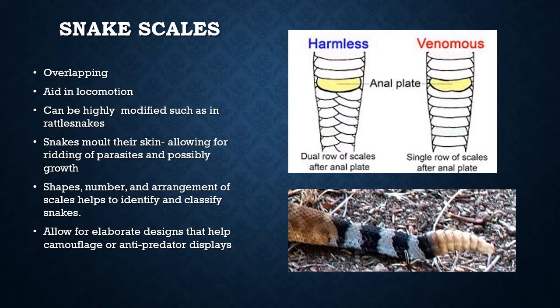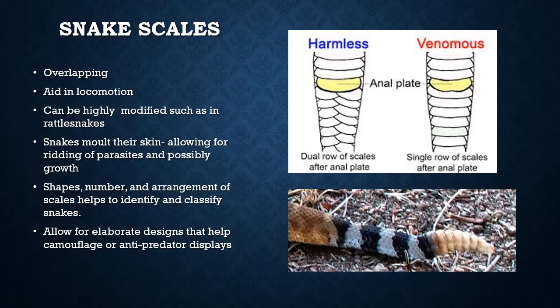All right, looking at snake scales, again, they're overlapping. And for snakes, they actually aid in locomotion. So they are used to kind of dig into the ground and propel the snake forward. They can be highly modified also, and our best example of that is the rattlesnake.